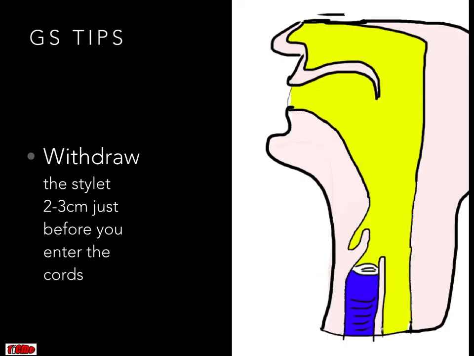Remember with the Glidescope that when you are getting close to the cords, you have to withdraw the stylet. Now the Glidescope's got that special blue plastic handle on the stylet that's designed so your thumb is on top of it to start with, and then your thumb slips underneath to push up to withdraw. If you were to keep it in and try and progress, that rigid curve will hit the anterior wall of the trachea or damage the structures around there. So make sure you withdraw it.